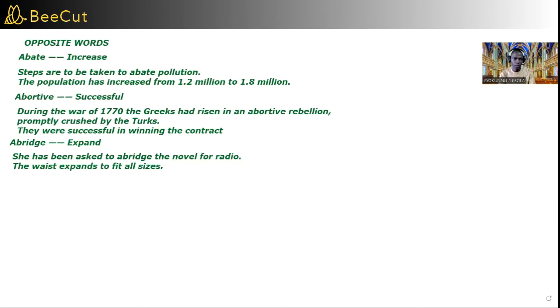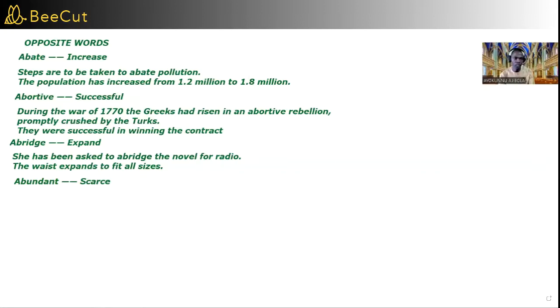Okay, let's talk about the next one, which is abundant. When something is in large quantity, we say it's in abundance. So abundance of something. And what is the opposite of abundant? That is scarce. So the opposite of abundant is scarce.